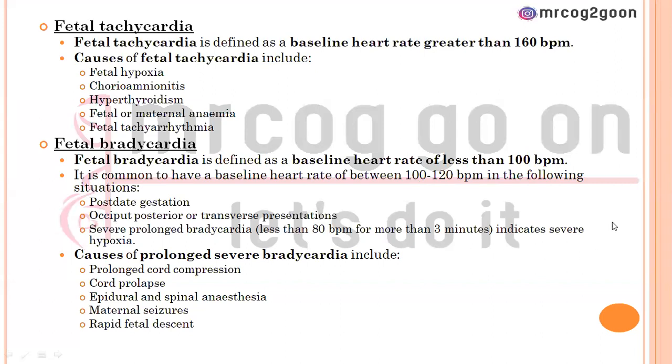Severe prolonged bradycardia, less than 80 for more than 3 minutes, indicates severe hypoxia. Prolonged severe bradycardia can be caused by prolonged cord compression, cord prolapse, epidural or spinal anesthesia, maternal seizures, and rapid fetal descent. This can cause bradycardia.